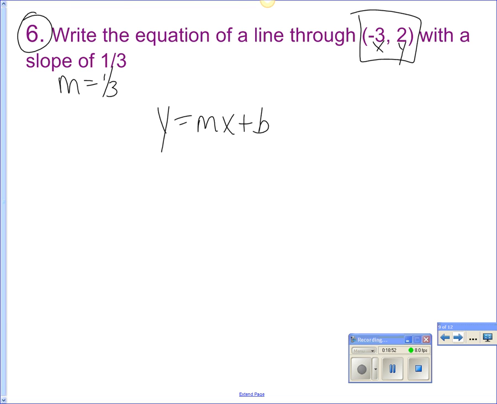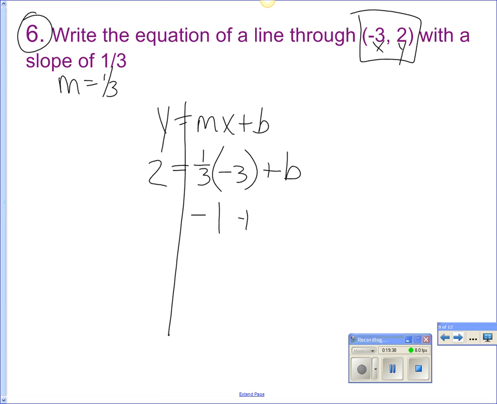M equals 1/3. All right, Andrew, what's going in for y? Gracie, what goes in for m? Very good. Haley, what goes in for x? Plus b. All right, Andrew, what am I going to do next? Perfect. So you can type that in your calculator. It gives you -1. Very good. Bishop, what's going to happen next?